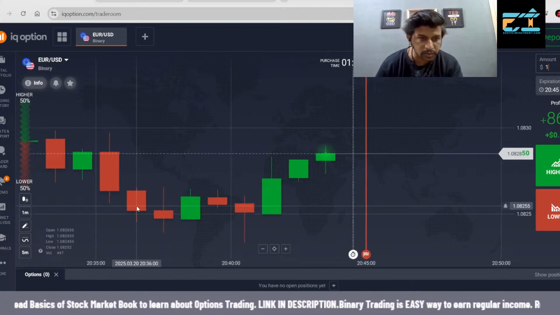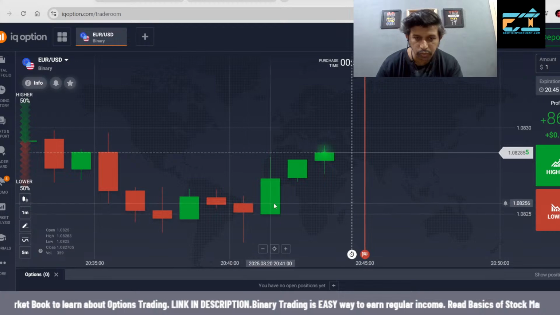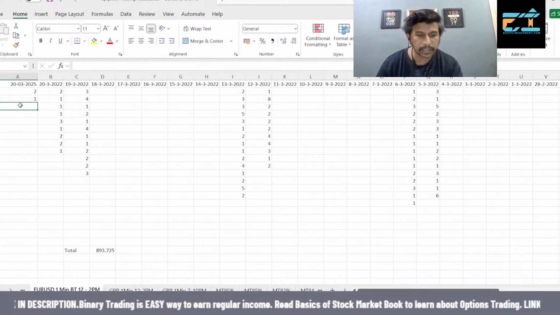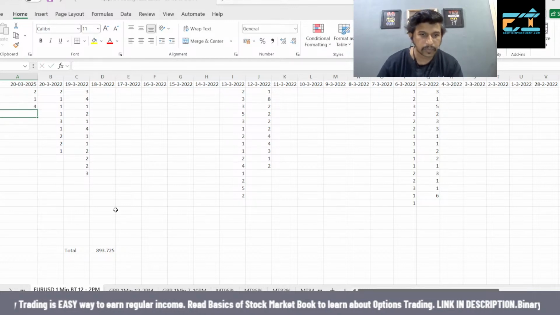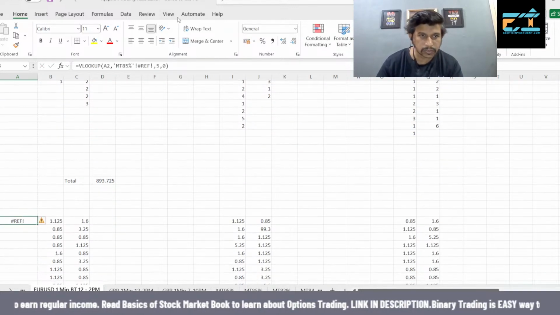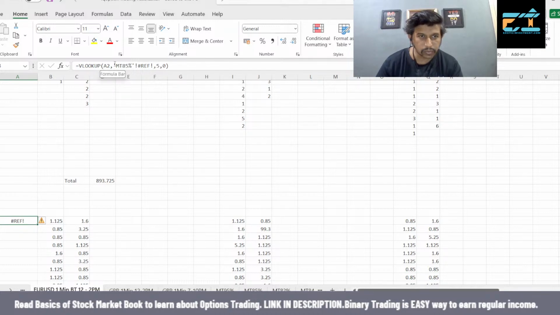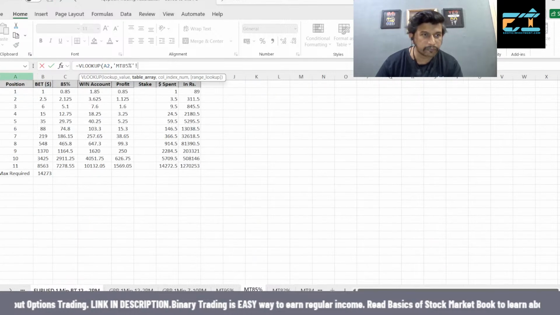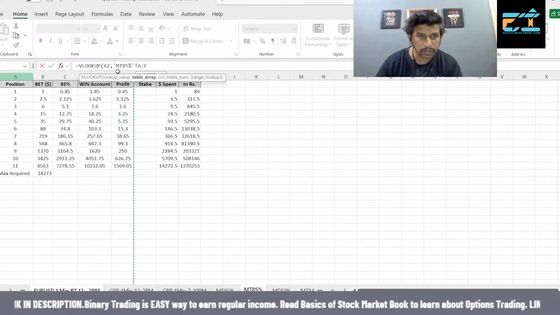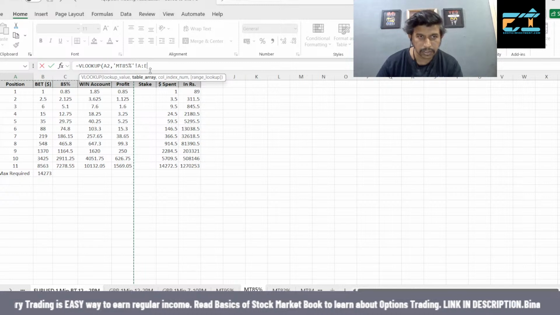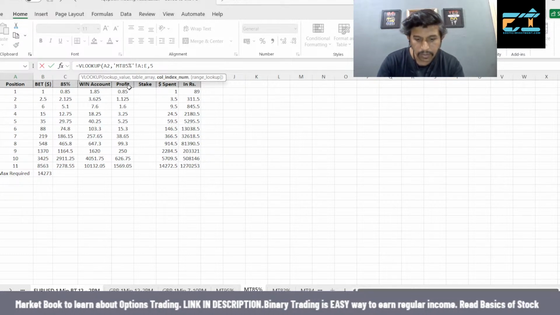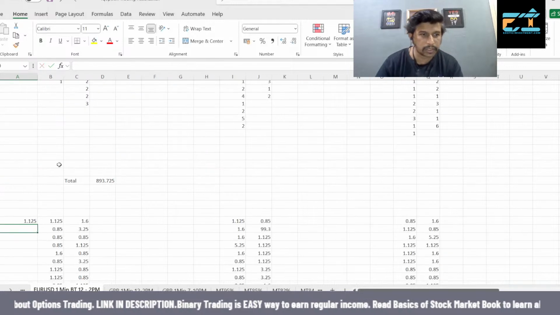Okay, so when is this? 1, 2, 3, I won in the fourth trade. Okay, so here let me put it as 4. Okay, so what is this? We look up A2. So let me take 85% and profit is this, and column index is 1, 2, 3, 4, 5, comma 0. Ta-da!